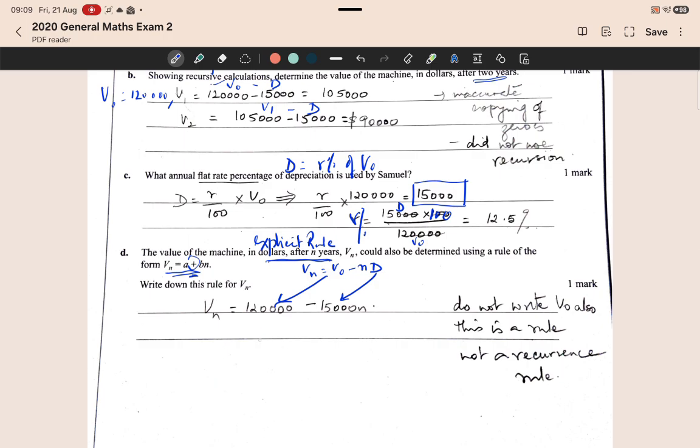So some students here write V0 here. Please don't do that. That becomes a recurrence rule of some sort, not the exact recurrence rule, but it confuses the two. So a rule after n years is just this rule.